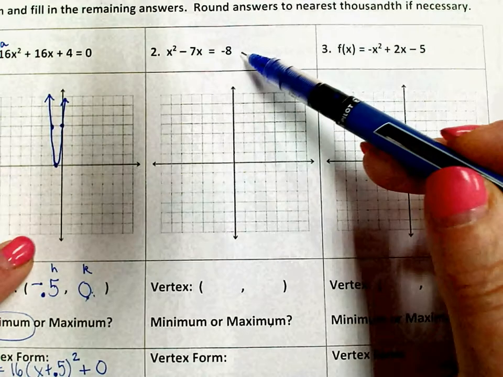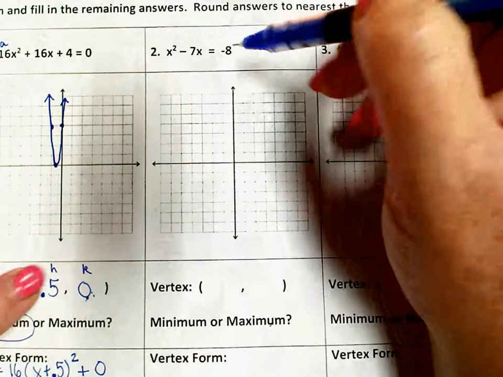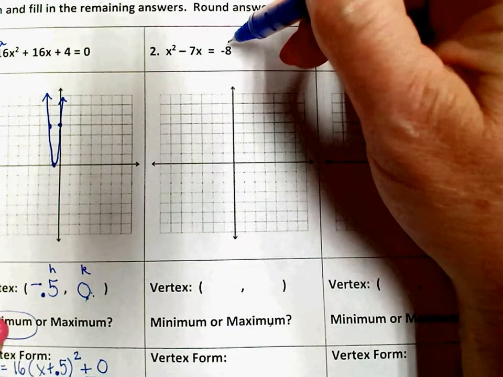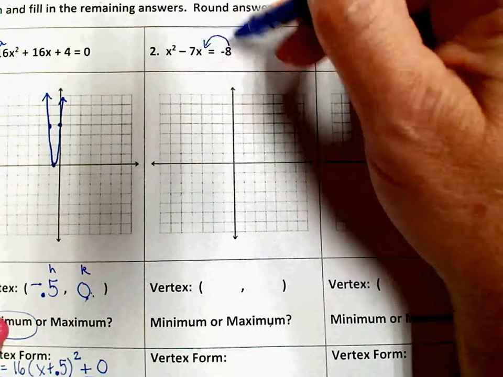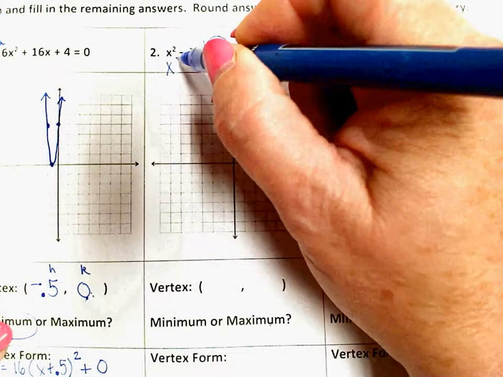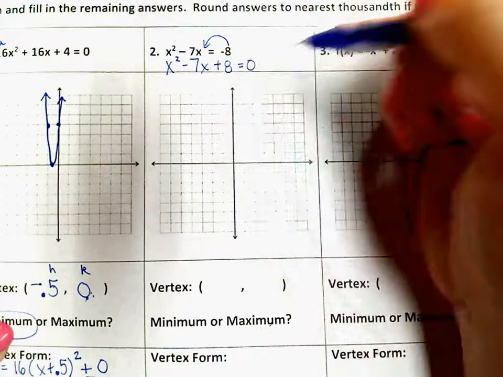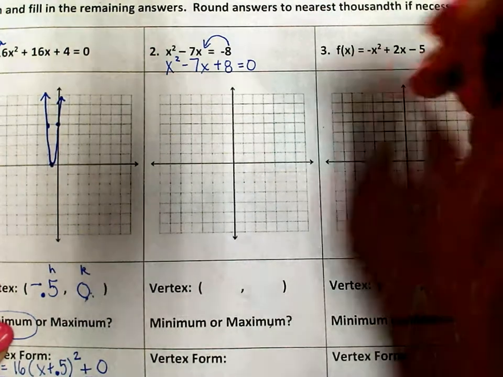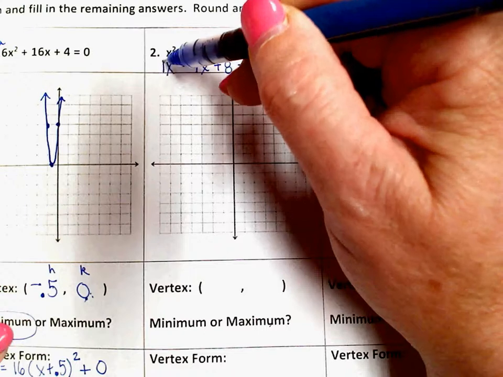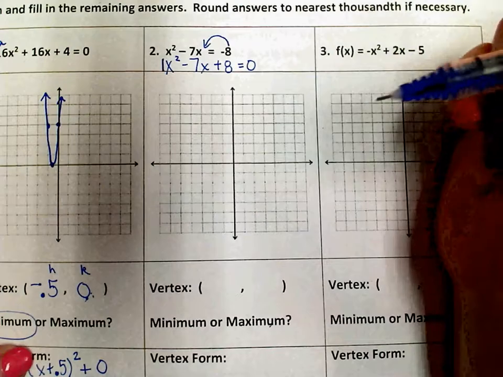We're going to put this in vertex form, but before we can, we've got to make it equal to 0. So I'm going to bump this minus 8 over, and it's going to turn positive. It's going to get a sign change. And now it's equal to 0, and I'm ready to work with it. Remember that the number in front of x squared is a, because you'll need that.